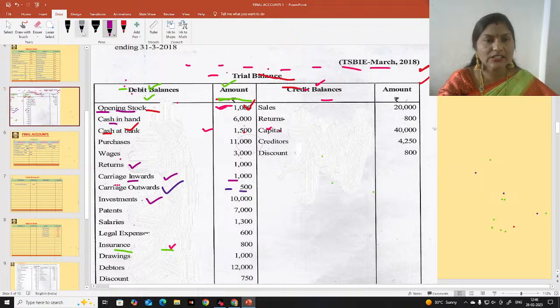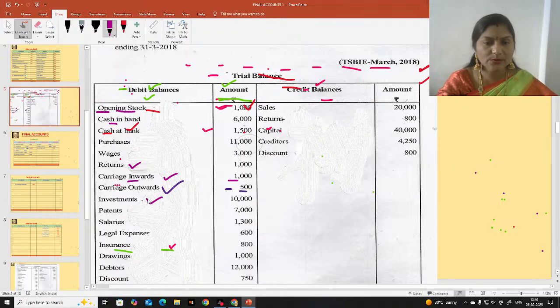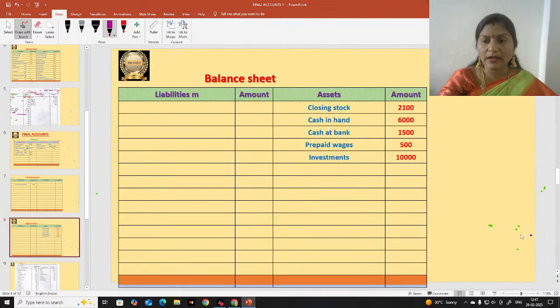Here, the next item is patents. Students, you can see I am recording one by one. After investments, the next one is patents. How much do we have for patents? 7,000 rupees. Patents is an asset. I have shown this while discussing formats also. Patents is an asset, so we should record under assets.